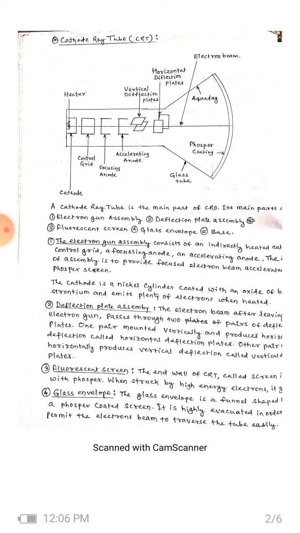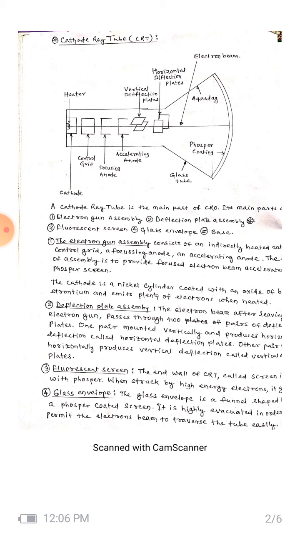So as we heat the electron gun assembly, it is going to emit the electrons, and these electrons have to be focused towards the phosphor screen without any diversion. So we are going to use the control grid or focusing anode. They allow the electron beams to travel in a straight line.